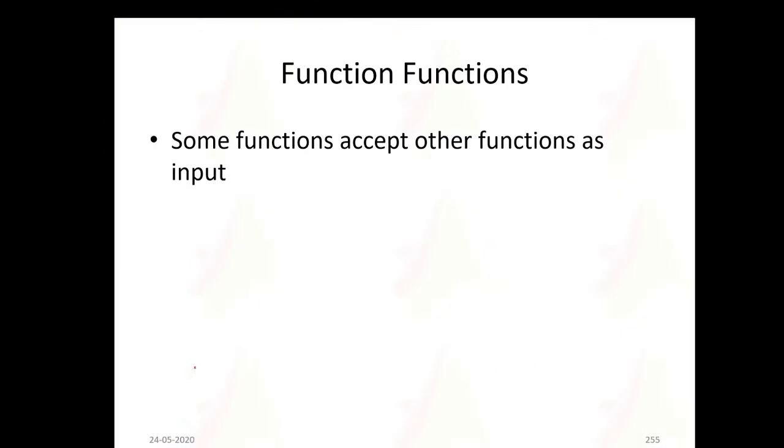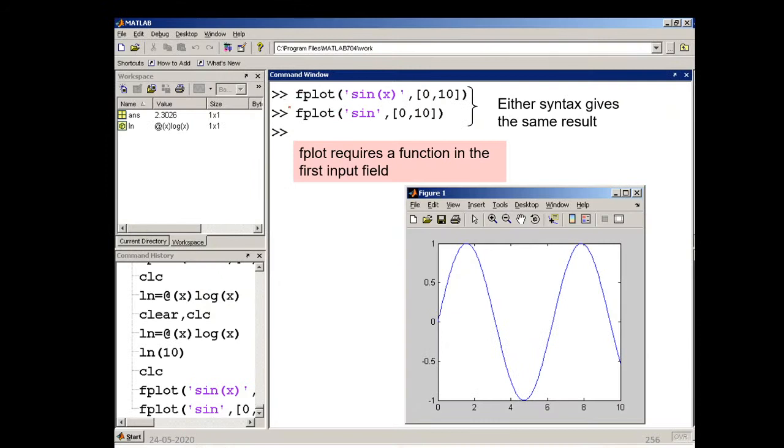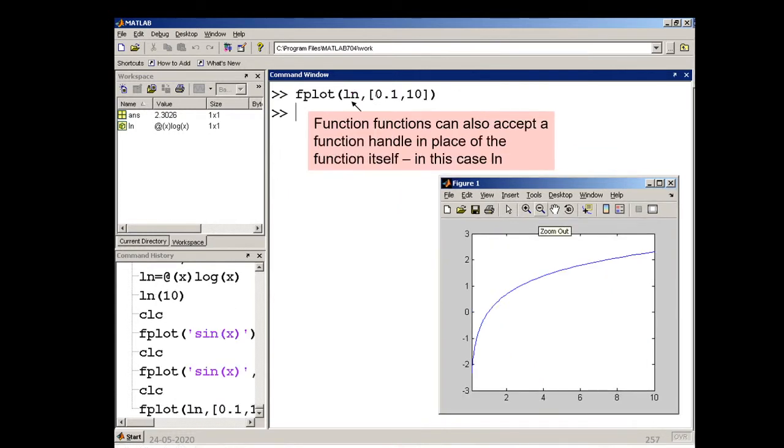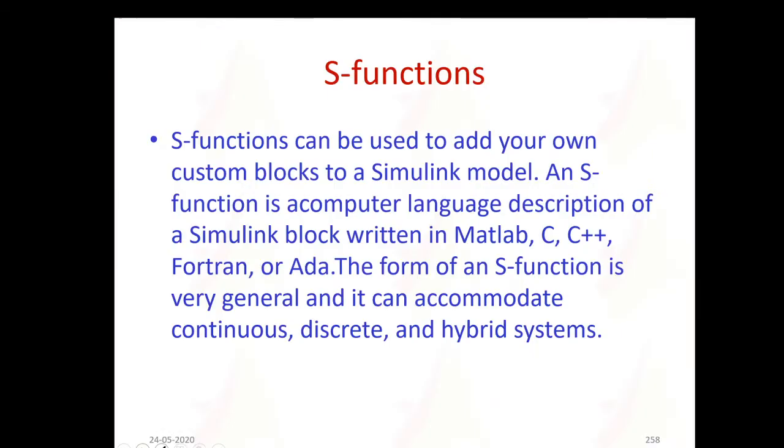One more thing, we have functions of functions. Some functions accept other functions as an input. I hope you understand this. You can see fplot is a function, and sin x is another function. Fplot requires a function as the first input argument. So sin x is the function we are giving here. Another function can also accept a function handle in place of the function itself. In the case of ln, sometimes if it accepts it, we can do it.